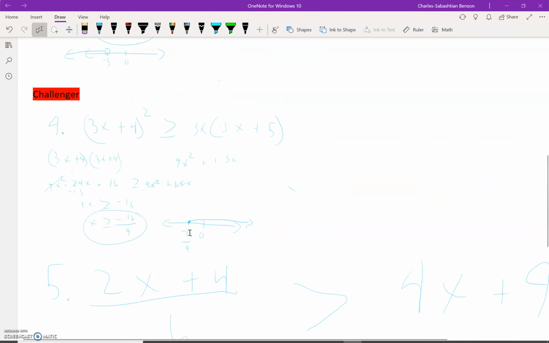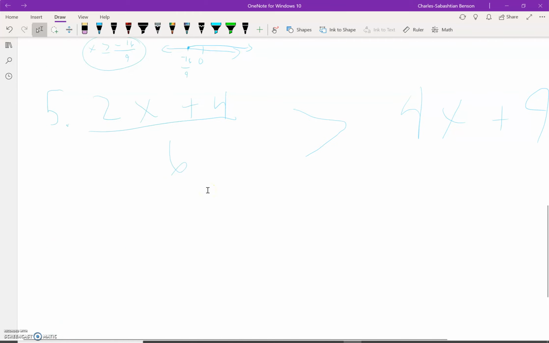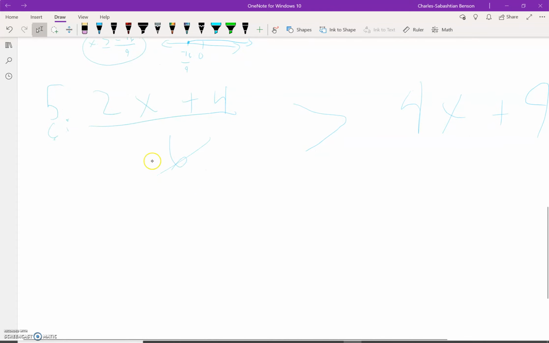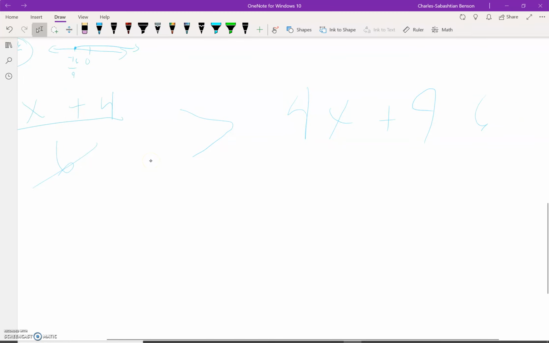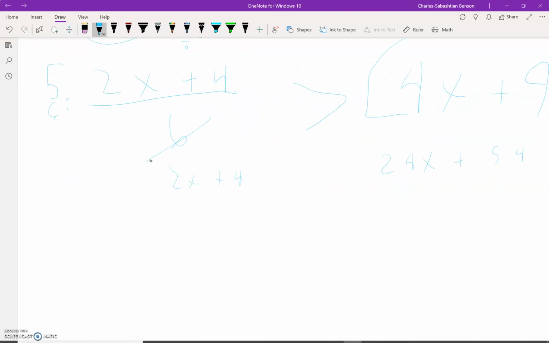Since this is a fraction, we are actually going to multiply by the LCD, which would be 6. So 6 times this, it cancels out, and then 6 times all of this. That will be 6 plus 24x, and then 6 times 9 is 54. And then we have 2x plus 4 is greater than 24x plus 54. We'll minus, and that'll be 50, and then minus again, and that'll be 22x.